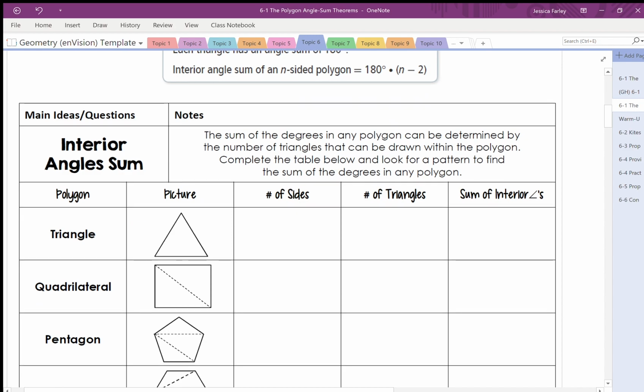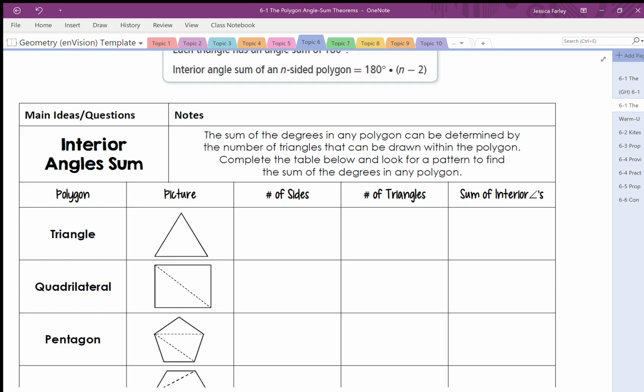You should have received a notes worksheet. Actually, two notes worksheets. So let's fill them out. Let's read the interior angle sum. The sum of the degrees in any polygon can be determined by the number of triangles that can be drawn within the polygon. Complete the table below and look for a pattern to find the sum of the degrees in any polygon.